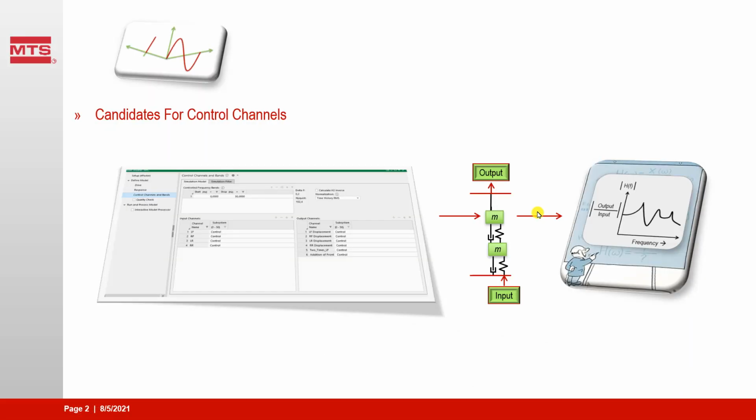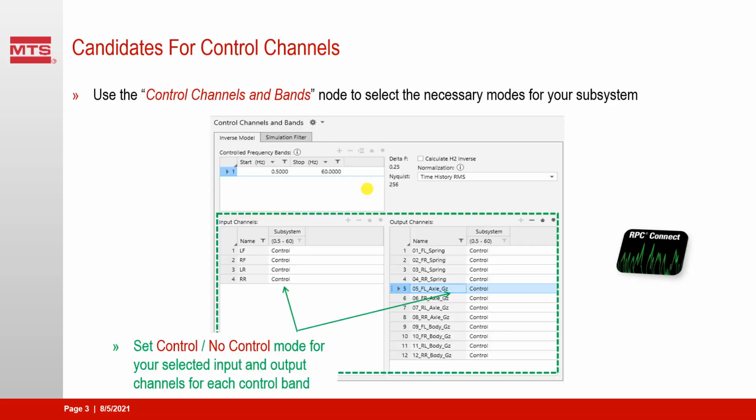So candidates for control channels. These are the channels which contribute to a drive change in RPC Connect. Each time a new drive is generated, these channels will adapt these drives. And we want to have a focus on where to change these settings and what is the difference between our old products like RPC Pro.